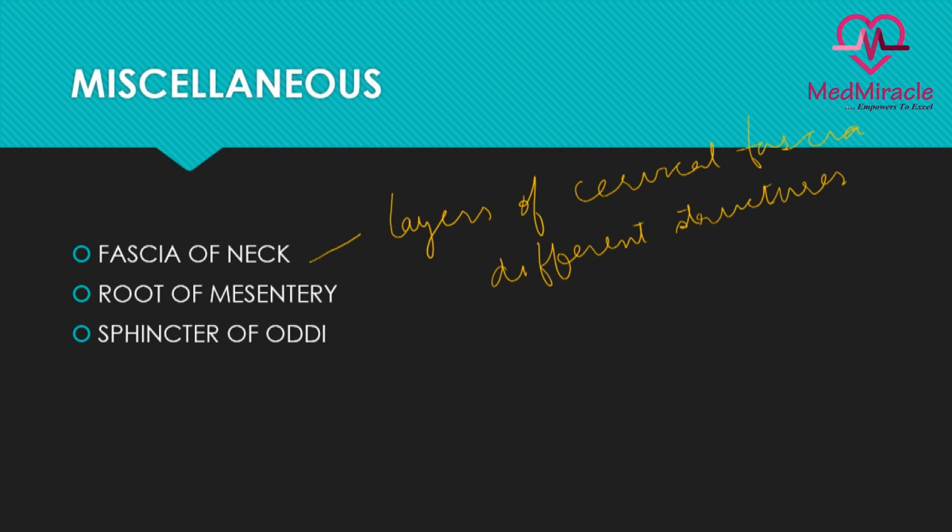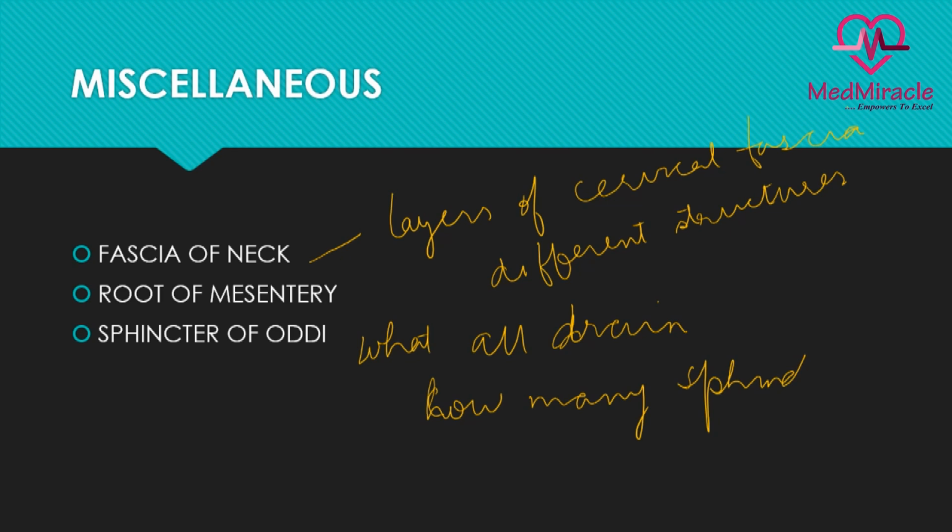Sphincter of Oddi is again a controversial question, and includes questions like what all drains here. It is a constituent of how many sphincters. So how many and what all drains.